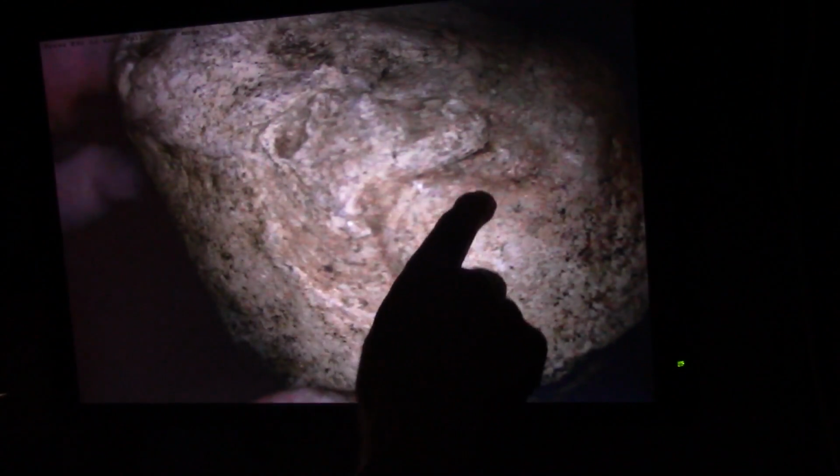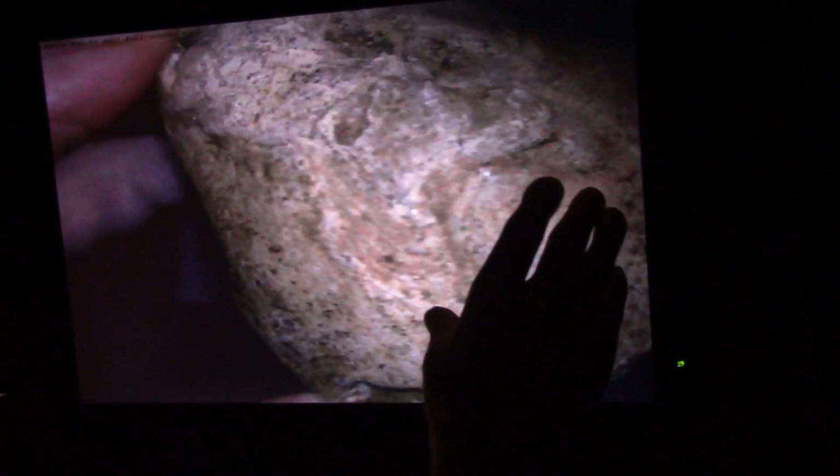All right, let me focus in a little better. This little globby stuff here is the sebaceous gland. You see it? This stuff here, and it goes all the way up the shaft.